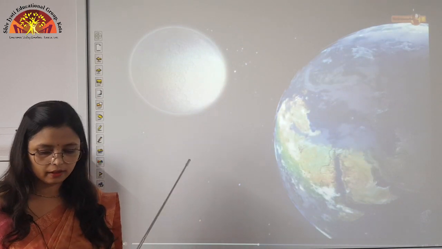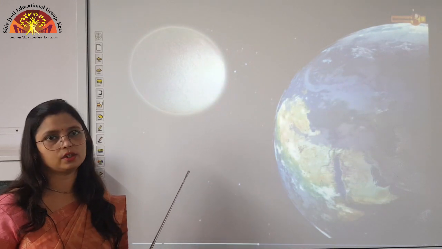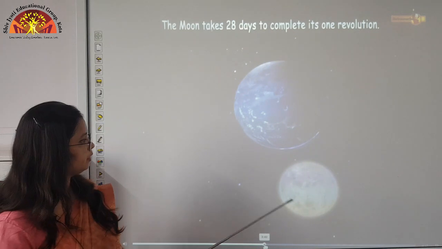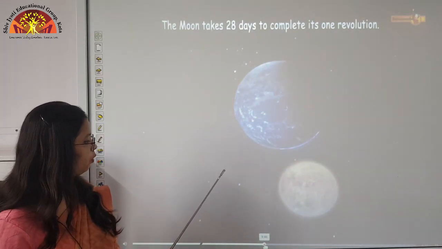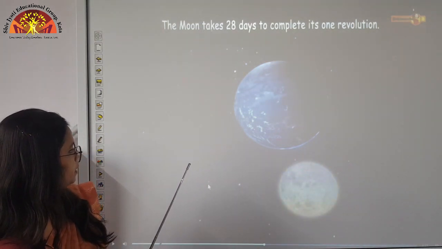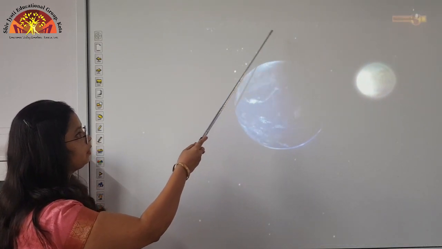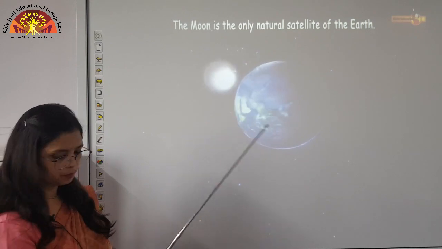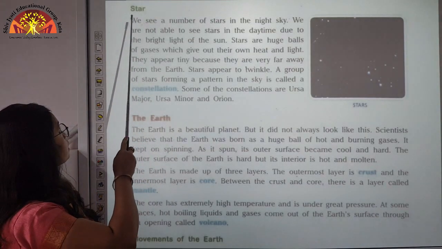Okay? So children, now I will show you how it revolves around a planet. So see children, this is the moon, and see how it revolves around the planet. This is Earth and this is the moon revolving in its orbit around the Earth, and at the same time Earth is also revolving. Now children, we come to stars.